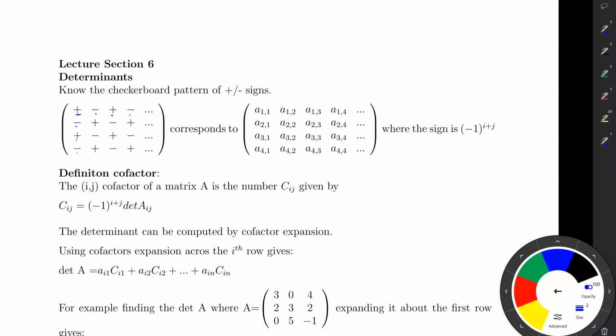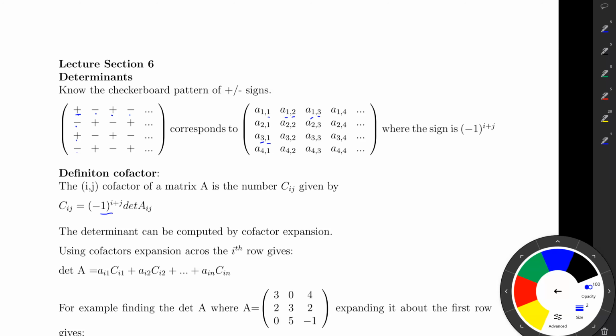All right, and then these are the markers. So this is row 1, column 1, row 1, column 2, row 1, column 3, row 3, column 1, right? So that's how we identify. Okay, so this is the formal definition of the cofactor. So the cofactor of the ij position is -1 to the i plus j power times the determinant of the matrix made by this.